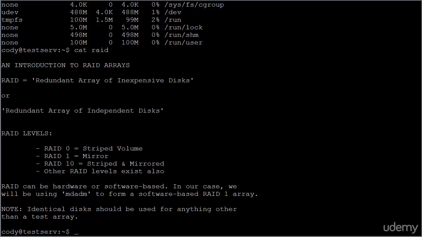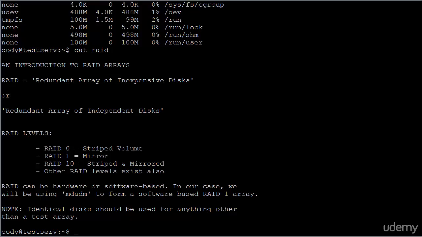Now, RAID 0 is going to form a striped volume. If you remember when we installed Ubuntu Server, there was a question about setting up LVM, the Logical Volume Manager. Well, RAID 0 is going to act a lot like the Logical Volume Manager. It's going to allow you to take two or more disks and stripe your data across them.